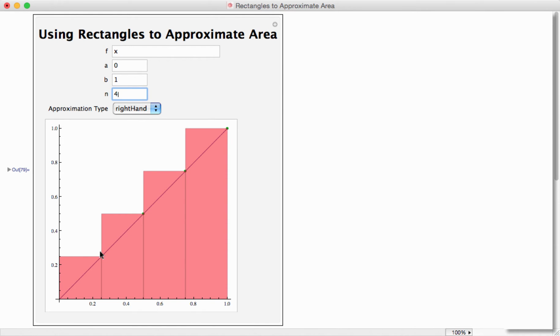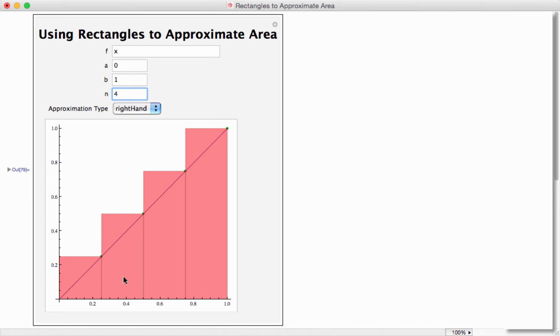So let me show you what I mean. Where my arrow is, this is 0.25. If I follow up, this is f of 0.25. Since the function is f of x equals x, then when I plug in 0.25, I get 0.25. So 0.25 is the height. Width times height is the area of the first rectangle.